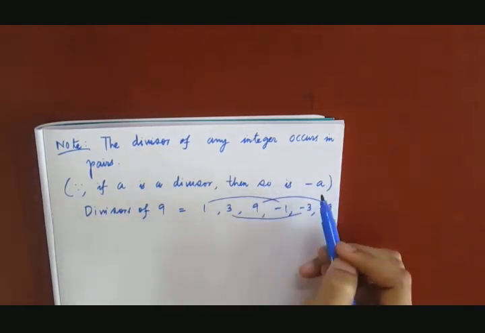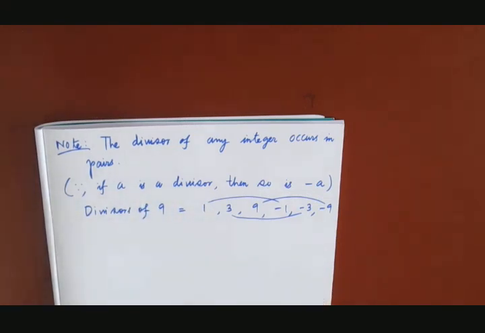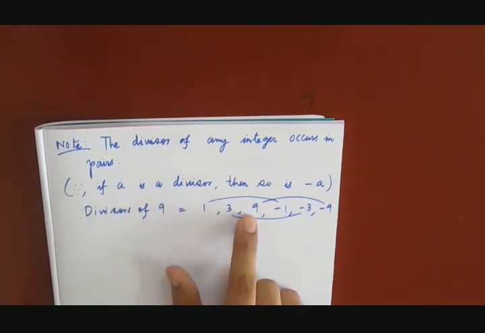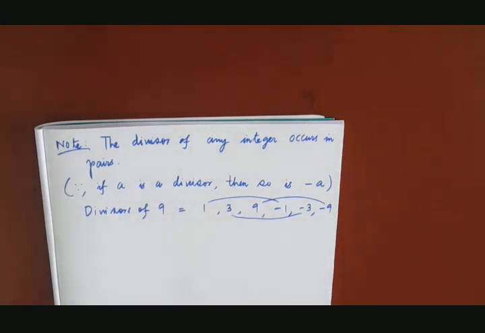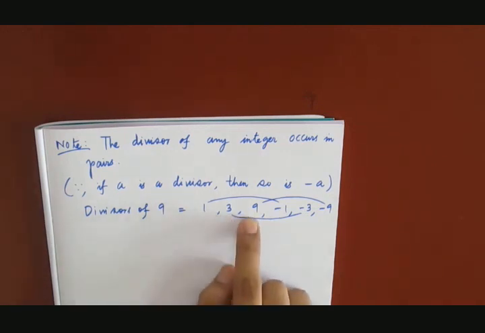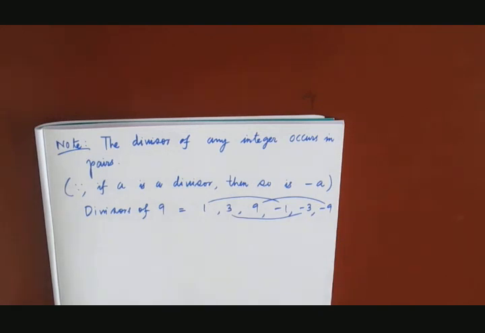I hope you are clear with this statement. If A is a divisor, then so is minus A. You can try to prove it in just one line. So the divisors always occur in pairs. Now second thing, from now onwards we will no more be interested in the negative divisors. Why? Because once the positive divisors are known, I can definitely find the negative divisors just by writing a minus here. So from now onwards we will only talk about the positive divisors of a number. I hope I am clear.